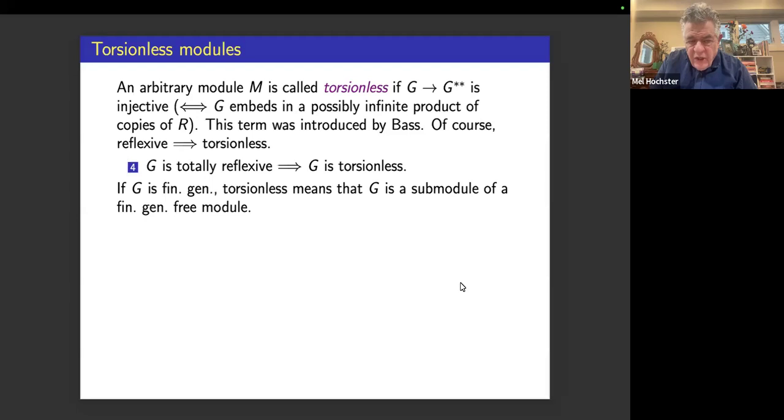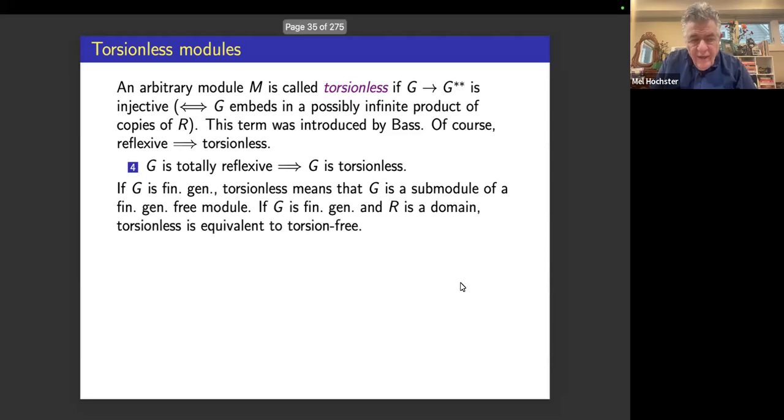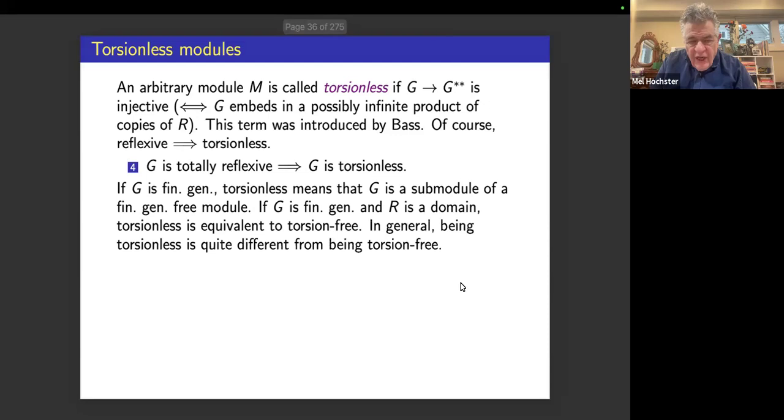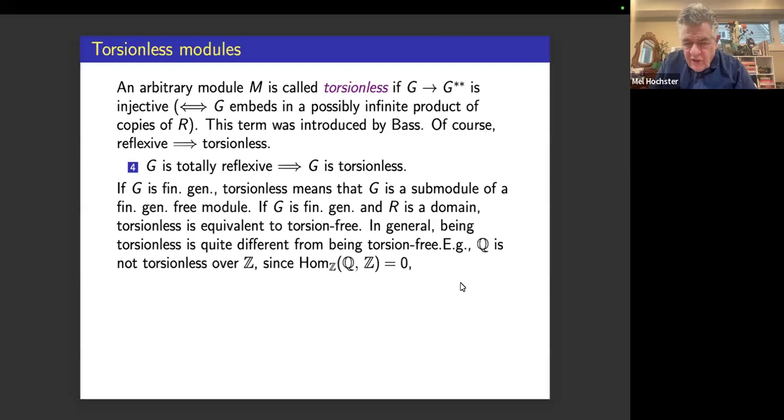Now, a finitely generated torsionless module just means that G is a submodule of a finitely generated free module. And if you have finitely generated and the ring is a domain, torsionless is torsion free. But in general, it's quite different from being torsion free. For example, the rational numbers, that's not torsionless over Z because Hom of Q into Z is 0. There are no infinitely divisible elements in the integers.